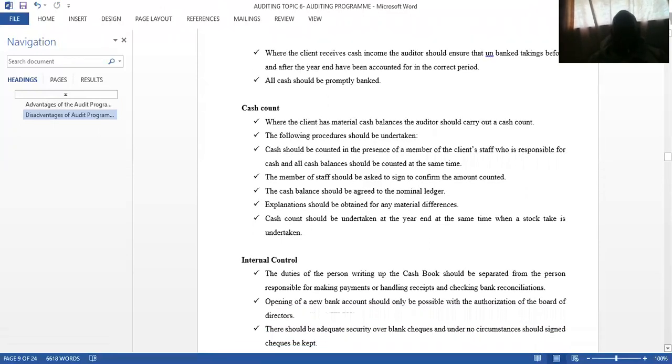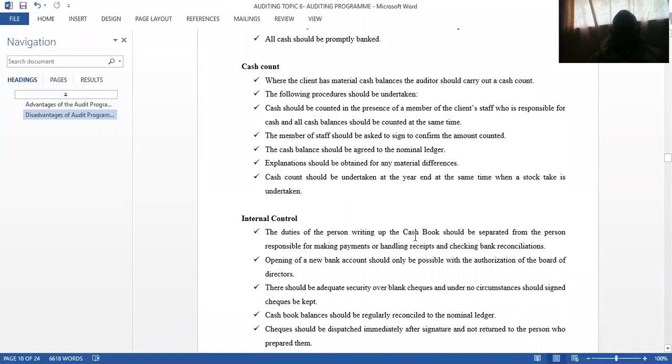The internal control here is that the duties of the person writing up the cash book should be separated from the person responsible for making payments. That is to safeguard the cash. If I am the person who maintains the cash book, and I am also the person who handles the payments, then there is a very high chance that I can manipulate the figures. I can make a payment of 2,000 and record it as 20,000, and the difference is embezzled.